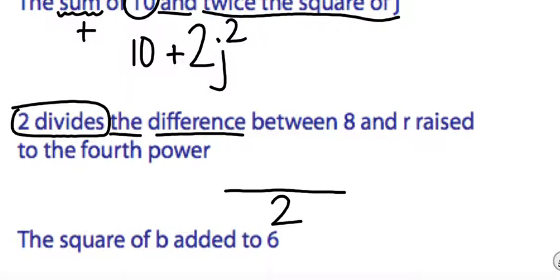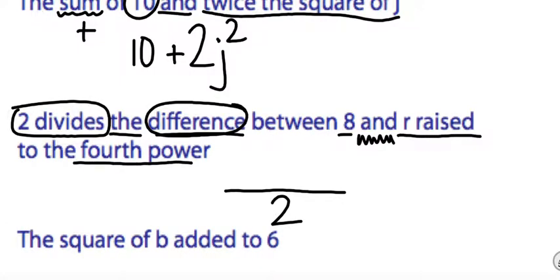Well, what's happening on top is a difference. Difference, again, means to subtract. So I need to subtract something. What am I subtracting? 8 and r raised to the 4th power. So on top, I'm subtracting 8 and r raised to the 4th power. Today's homework won't have quite so complicated of a problem, but it's very nice just to see how do I read these and how do I see what's going on, looking for those key words.